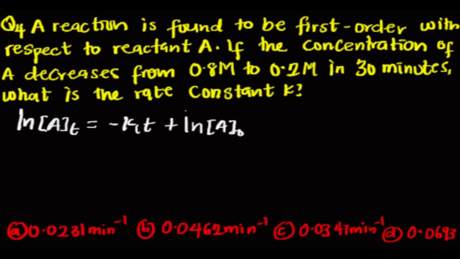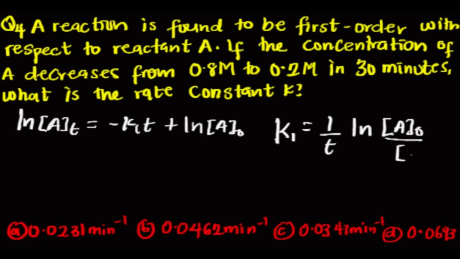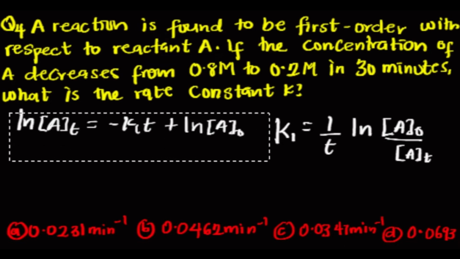Since we are asked to calculate the rate constant, you can simply use rate constant k1, the rate constant for a first order reaction, which is equal to 1 over t, the time, multiplied by ln of the initial concentration A naught divided by the concentration A of t, which is the final. This is the formula I'm going to use instead of the other, because that would take me a lot of time.